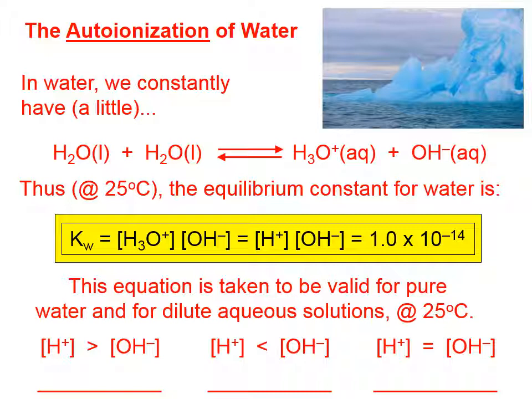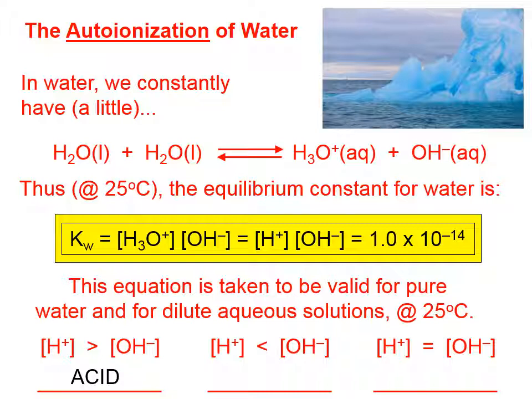Celsius. You recall that the value of the equilibrium constant depends on temperature. So the equilibrium constant for water, Kw, is not 1 times 10 to the negative 14th at some temperature other than 25 degrees Celsius. So for all problems, unless we're told otherwise, we're going to assume that the reaction is taking place at 25 degrees Celsius, and therefore Kw is equal to 1 times 10 to the negative 14th.